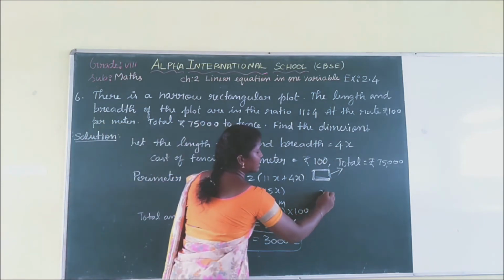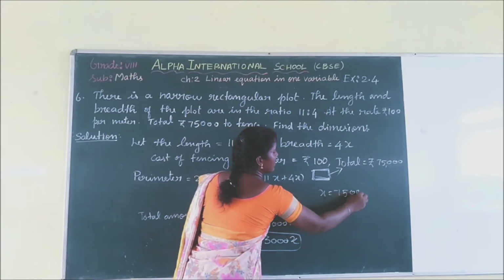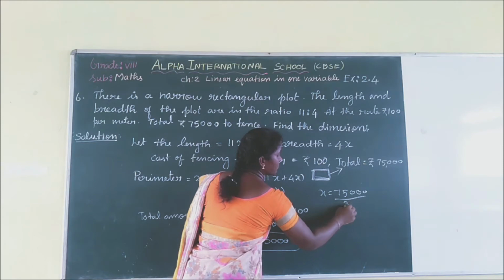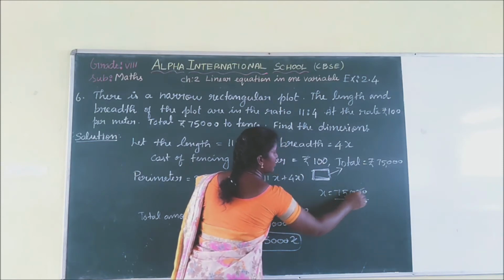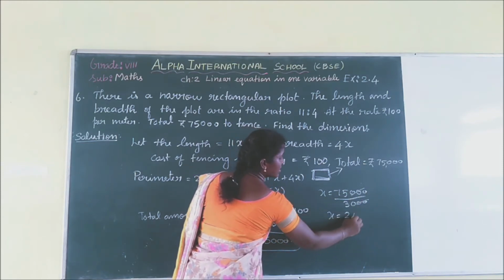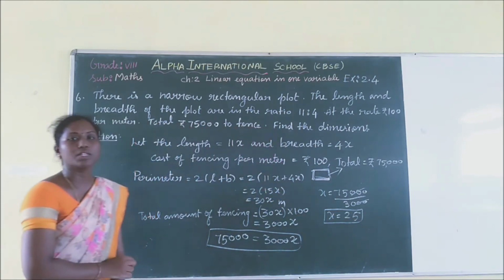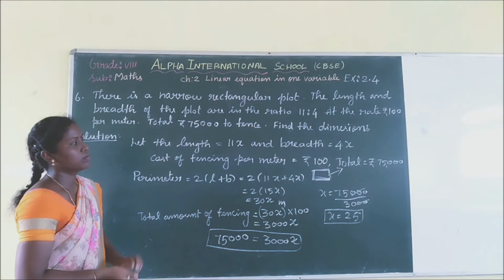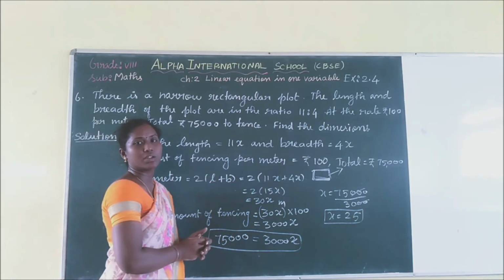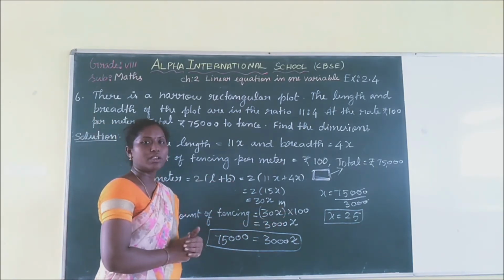So x is equal to 75,000 by 3000. Simplify this. What is the value of x? x is equal to 25. What is the value of x? x is equal to 25. After x is equal to 25, we got it.